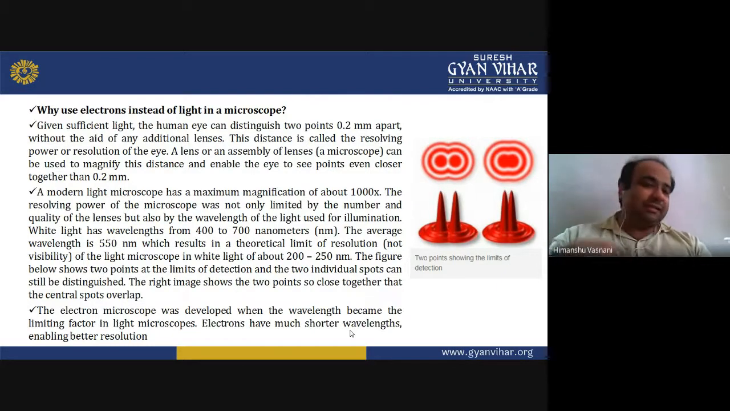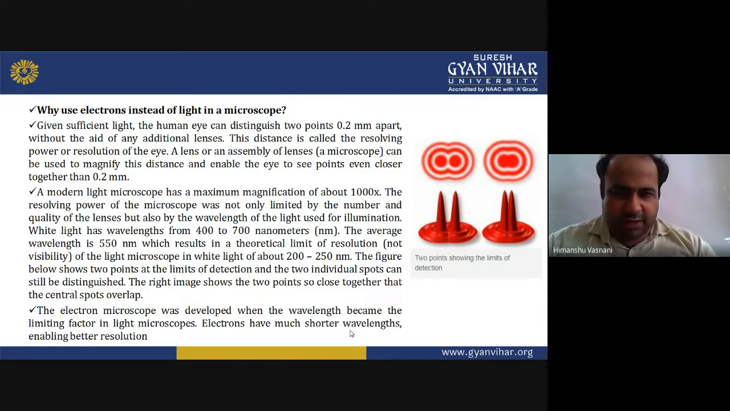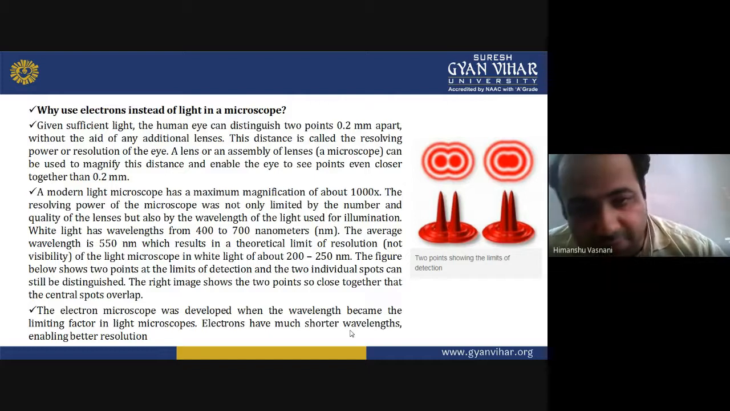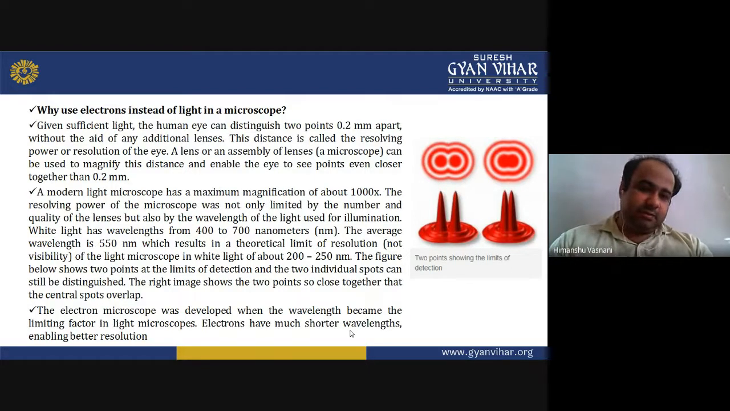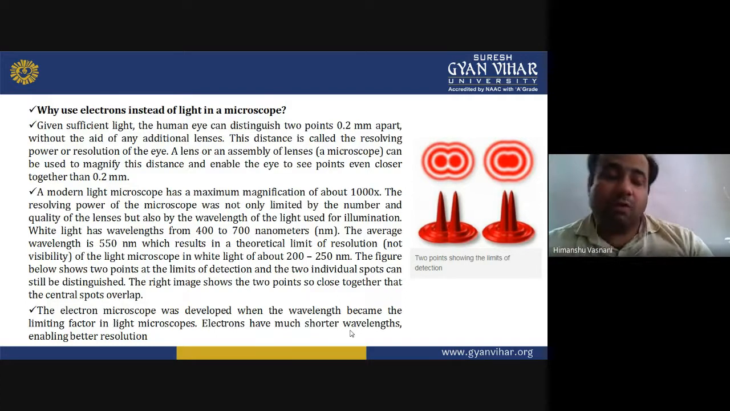A lens or an assembly of lenses, that is a microscope, can be used to magnify this distance and enable the eye to see points even closer together than 0.2 mm. You can see in this diagram two points showing the limits of detection, and the resolving power here. A modern light microscope has a maximum magnification of around 1000x. The resolving power of the microscope is limited not only by the number and quality of the lenses, but also by the wavelength of the light needed for illumination.